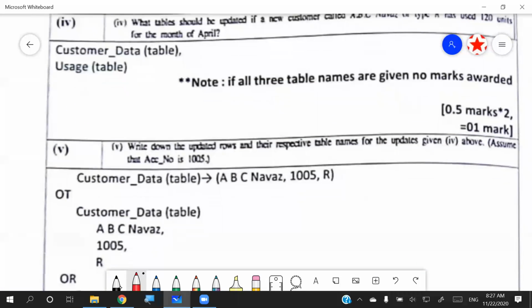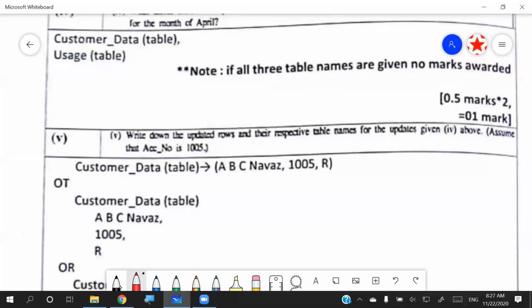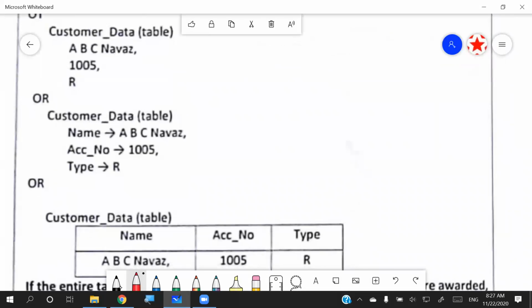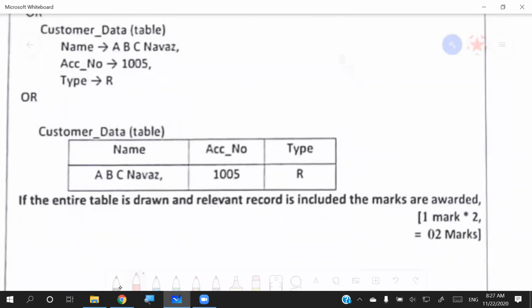And it is asking to write down the data lines, how they are there. So you can say it like this: in customer table, ABC Navas 1005, type is R. And where's the other one?